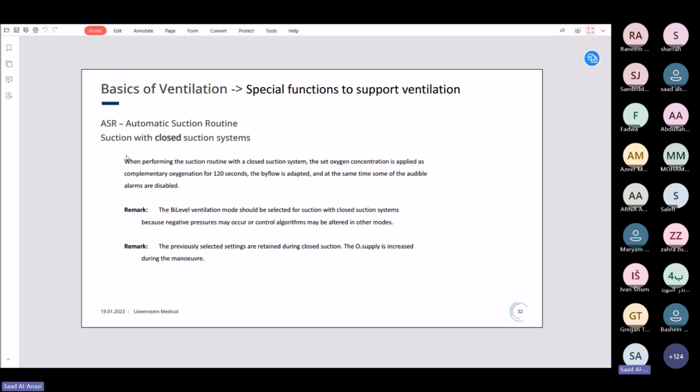Also, we have the second suctioning routine, which is the closed system. With the closed system, you can perform the suctioning routine with the closed suction system. You can set the oxygen concentration and apply it for 120 seconds. Also, the audible alarm is disabled, but you can also silence it during the procedure.